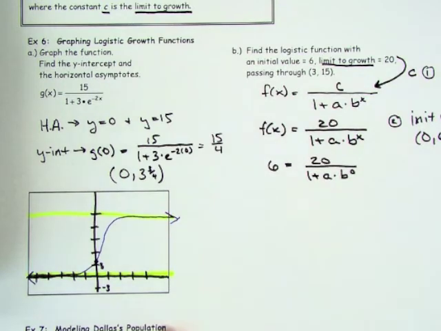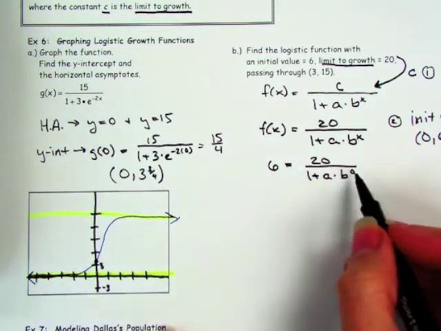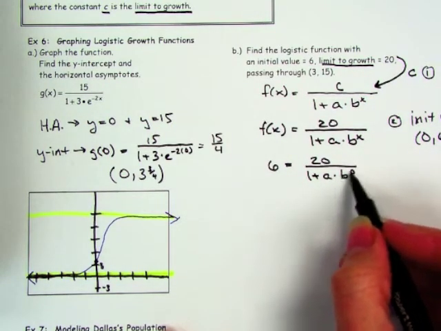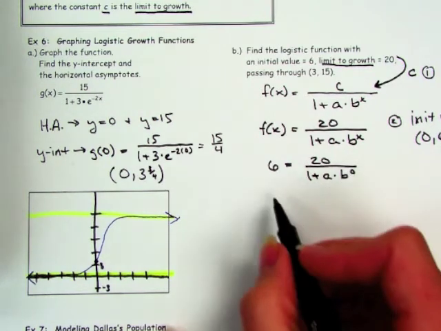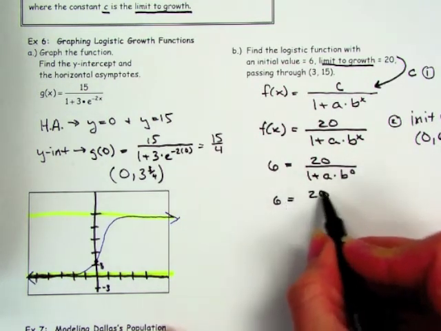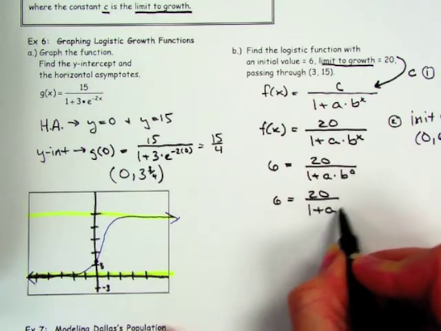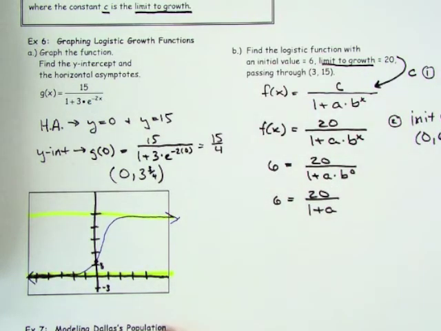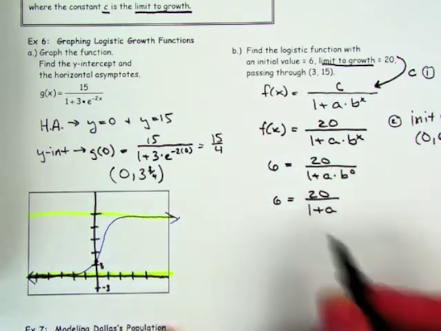Okay. The nice thing about an x value of 0 being in the exponent, that means this term, that b to the 0, is 1. So we get 6 equals 20 over 1 plus a times 1, or just a. And now we just need to take a moment and solve for a. Cross multiply, or multiply both sides by 1 plus a. Why don't you try it?